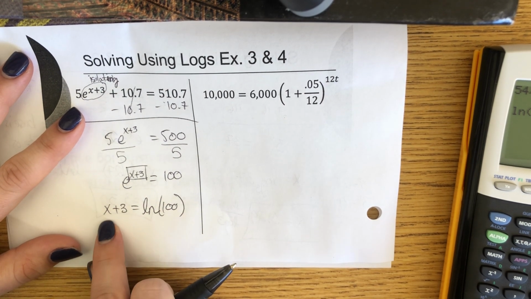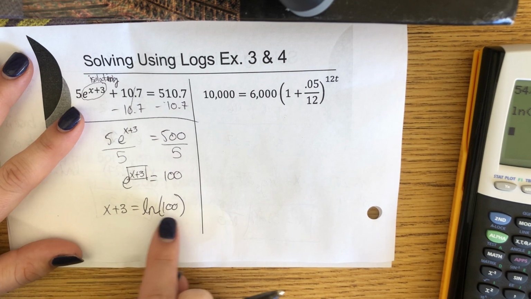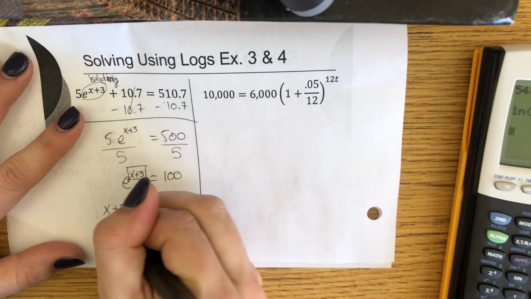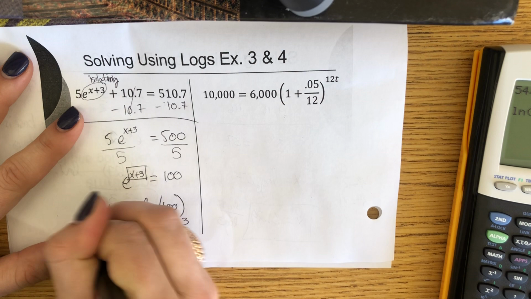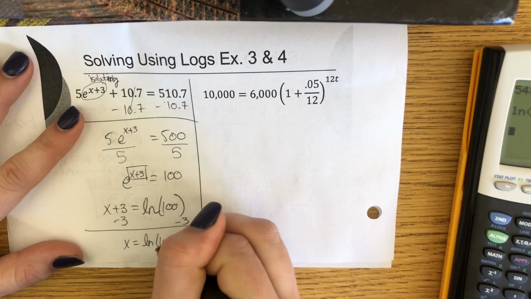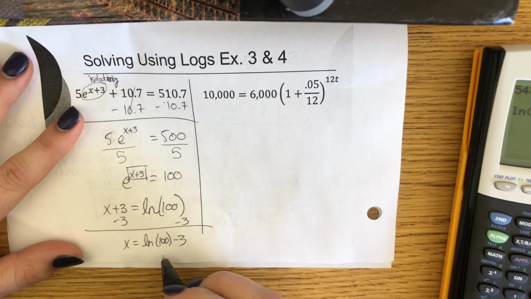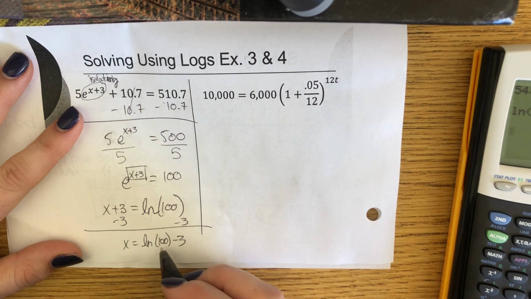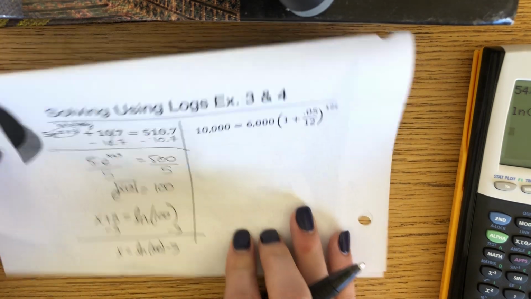So my variable isn't isolated yet. I'm gonna use my calculator in a second. I could use it now, but I'm gonna use it in a sec. I'm gonna subtract 3 from both sides. x equals, you can't combine these, it's just ln of 100 minus 3. I like using the parentheses to show that the 100 is the argument of natural log, and then minus 3 is not part of it.